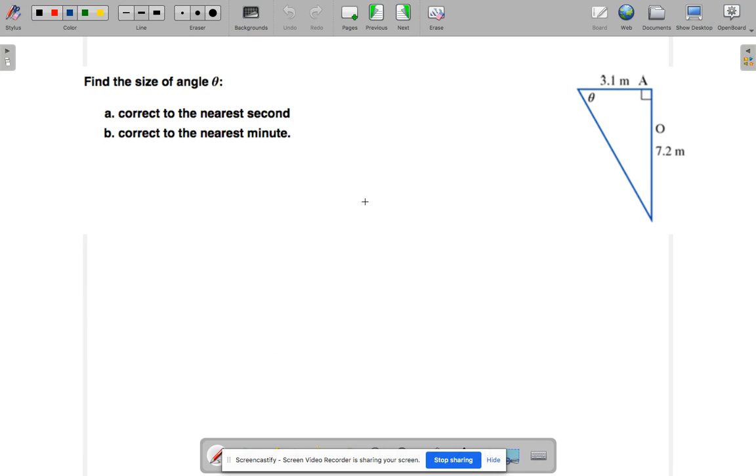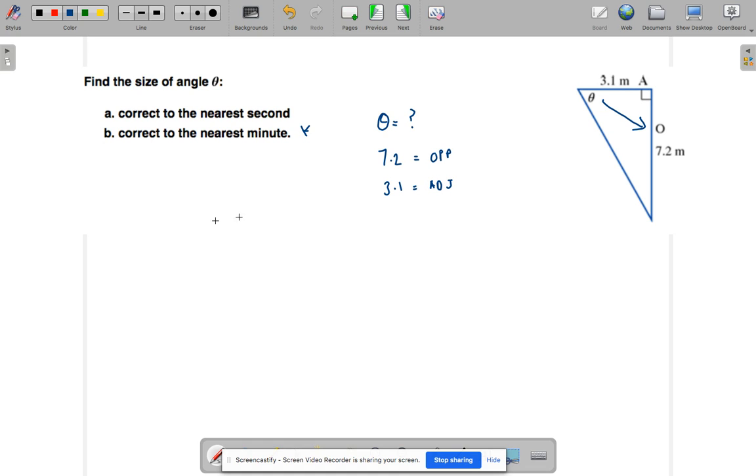Okay, here's a third one. We're going to do it to the nearest minute. Now, I've chosen this example because the triangle is drawn slightly differently. It's drawn sort of upside down to what we're used to. But take it slowly here. Theta is what we're trying to find. Find the angle. 7.2 is the opposite. Notice how it is opposite the theta. 3.1 is right next to the theta, and it's not the hypotenuse. So 3.1 is the adjacent.